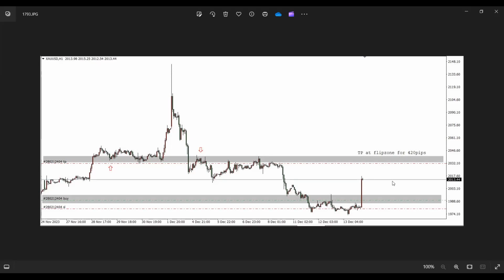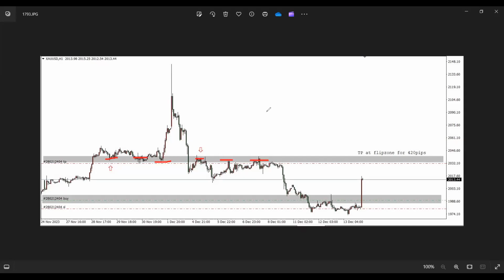So this was the move that we had. And then we were in profit over here, and we were looking to close our profit at this flip zone of 420 pips. Don't forget: flip zone, support, support, support. Now, let me just do the marking so that you understand better. Support, support, support, resistance, resistance, resistance, and so on.